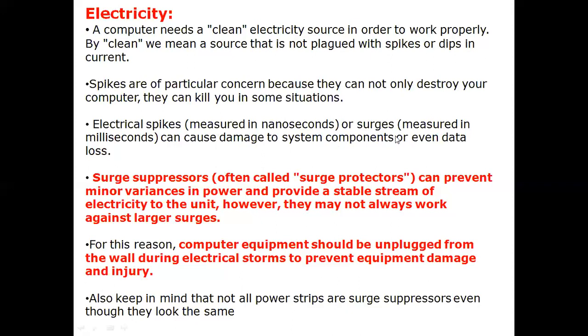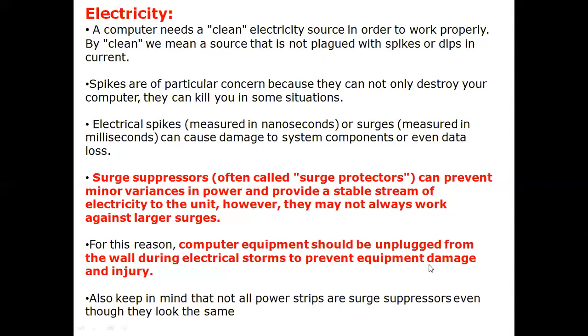Electrical spikes or surges can cause damage to system components or even data loss. A surge suppressor, which we have already studied, can prevent minor variance in power and provide a stable stream of electricity to the unit. But it is not very useful for large surges. If there is a small fluctuation, then a surge suppressor is a good idea. But if there is a large fluctuation in current, then a surge suppressor will not work. In that case, you can use a UPS.